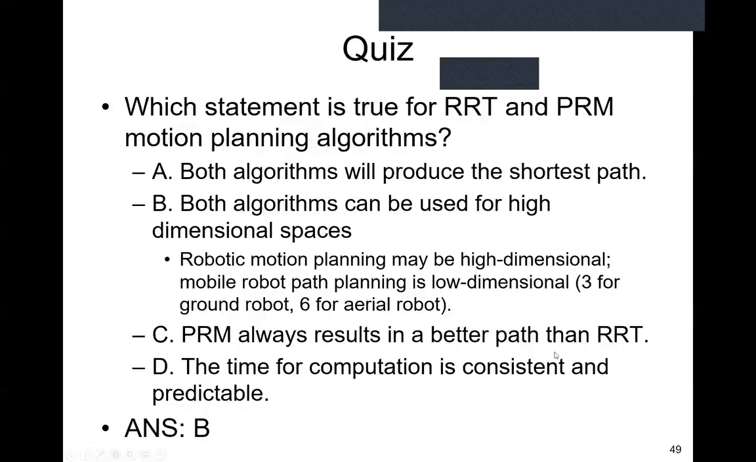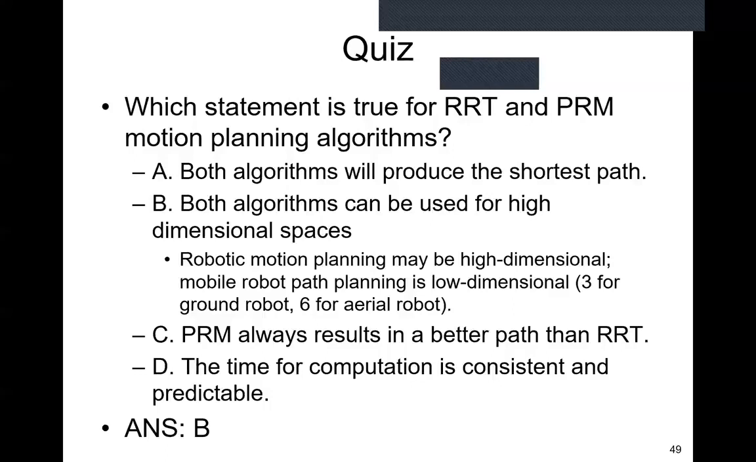So both algorithms can be used for high-dimensional spaces. Yes, for robotic motion planning, such as a robotic arm, the space may be very high dimensional, but for mobile robot planning, it's typically low dimensional. 3 for a ground robot, that is position and heading, and 6 for an aerial robot. That's XYZ position plus yaw, roll, and the other one. So yeah, C is not correct.